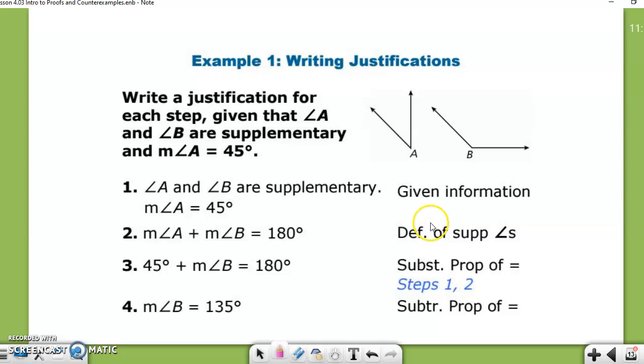Okay, these are a couple of examples of proofs. They've already got them written for you. A and B are supplementary, and the measure of angle A is 45 degrees. That is your given information. So I know if I add the 2 together, that equals 180, the definition of supplementary. Okay, I'm substituting the 45 degrees there. And then my subtraction property of equality, if I subtract 45 degrees from both sides, it's not shown. It's just what I did to get from step 3 to step 4, and I'm allowed to make the statement because of the subtraction property of equality.